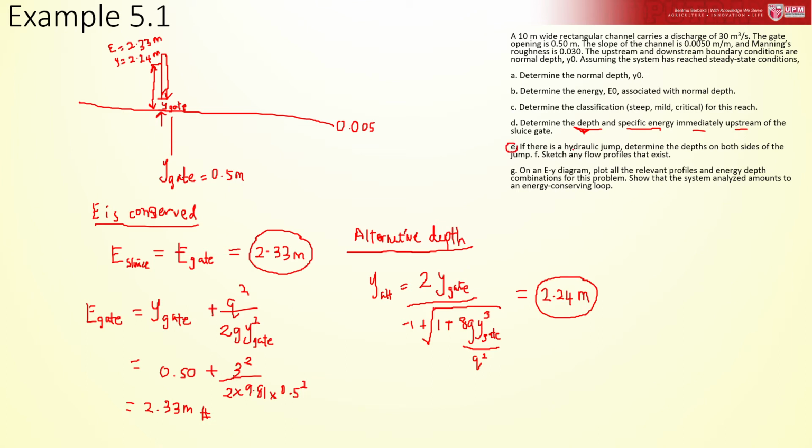If there is a hydraulic jump, determine the depth on both sides of the jump. Okay, what do you understand about hydraulic jump? In hydraulic jump, we know that we conserve momentum, right? So, okay, let's find it. But before that, let's erase the answer for question D. Okay, so let's erase this because we are going to answer the next question.